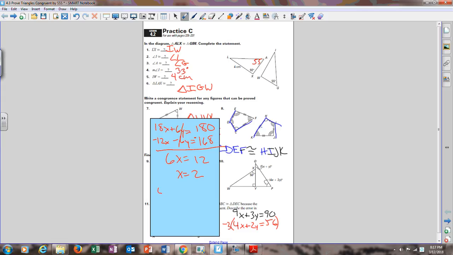Now you can take that 2 and plug it back into either equation for x. So I'm going to do 4 times 2 plus 2y equals 56. So it gives you 8 plus 2y equals 56. Subtract 8, you get 2y equals 48. And so y equals 24.